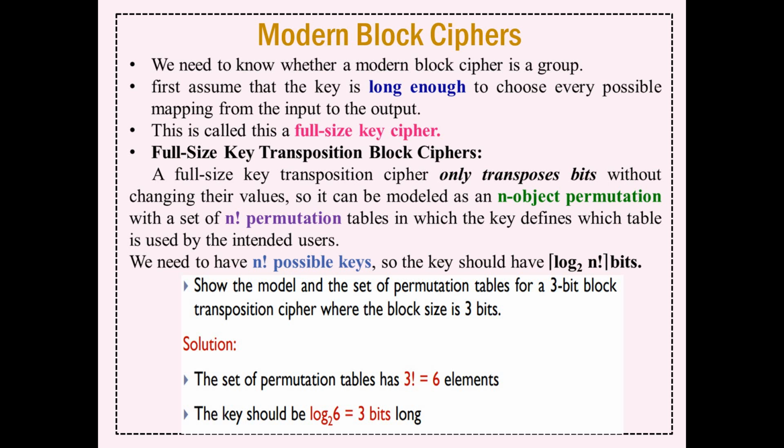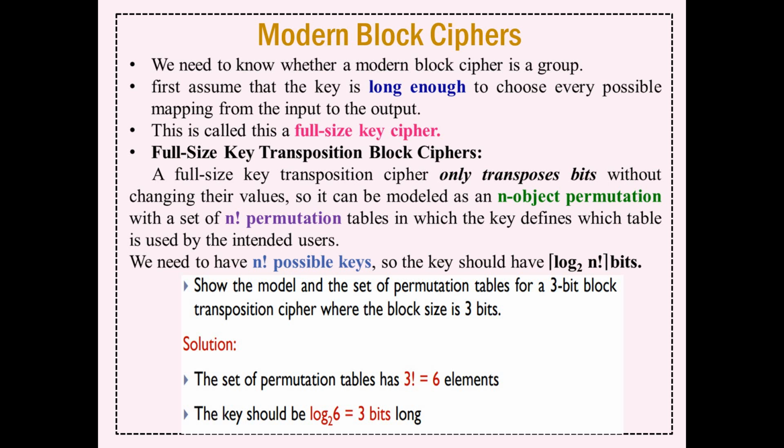Again, the significance of why we are not going to use transposition is with respect to the length of the key, because key length is also very important. The bigger the key size, naturally we will have more combinations to fit in. Right, so please make a note of this. This is called the full size key transposition block cipher. First, we need to know whether the modern block cipher is a group or not, based on the properties of closure, associativity and others. First we assume that the key is long enough, and we are going to use the transposition technique.